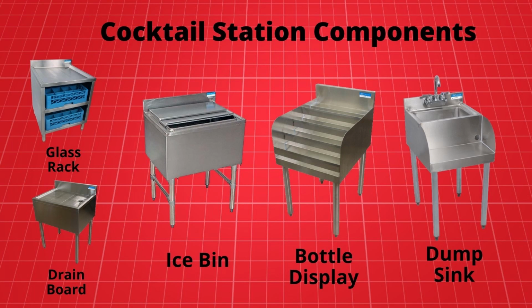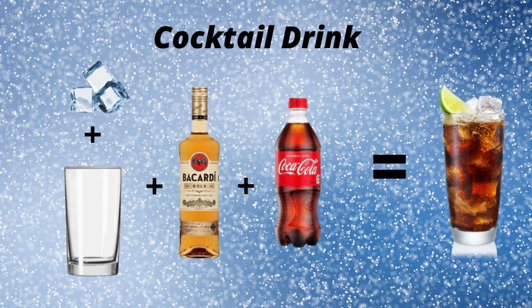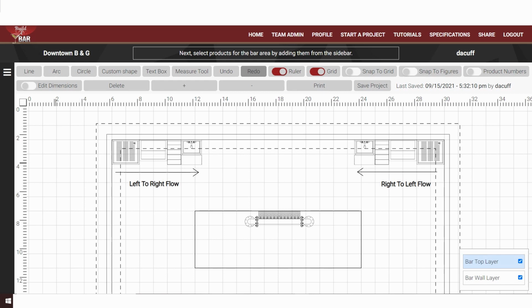However, these components can vary depending on the type of drinks the bar is serving, as well as the bar owner's personal preference. Let's start out by making a standard rum and coke drink. In this example, we'll be using bottled liquor products. The supplies needed to create this drink include a highball glass, cubed ice, and bottled rum. Based on the production requirements, we will be incorporating 2 cocktail stations for our bar, one with left to right flow on the left side and one with right to left flow on the right side.